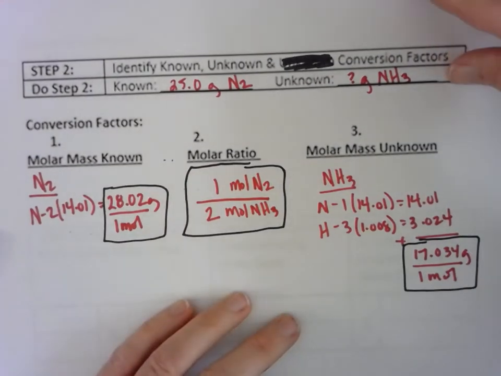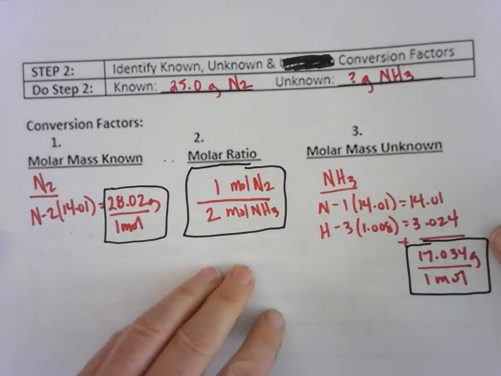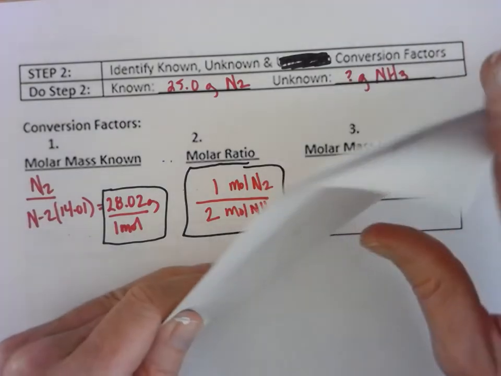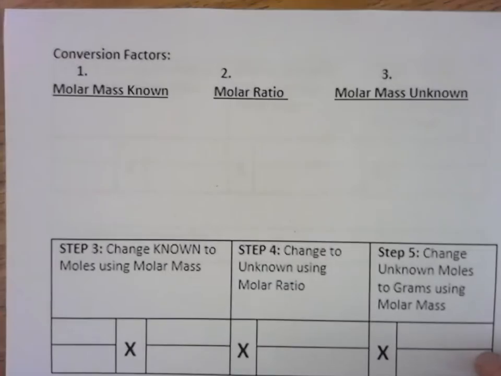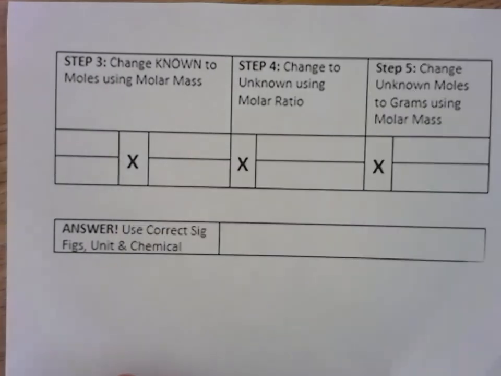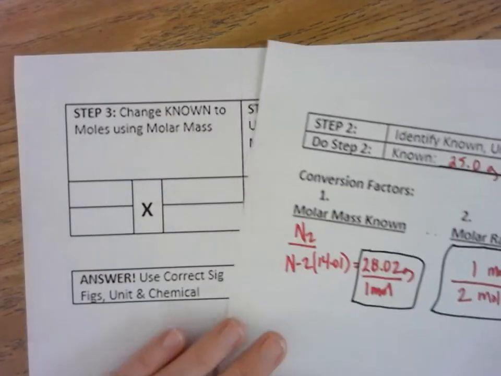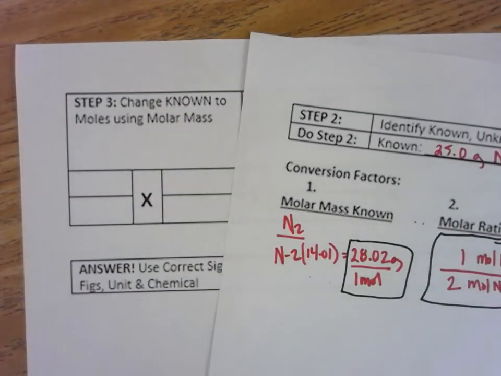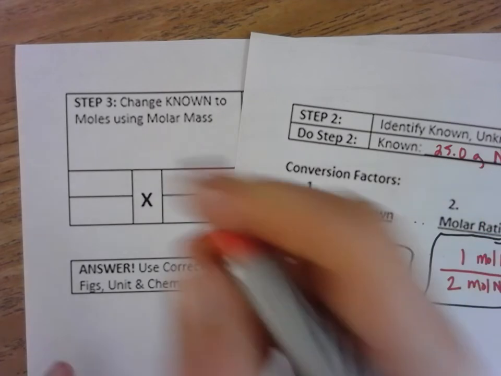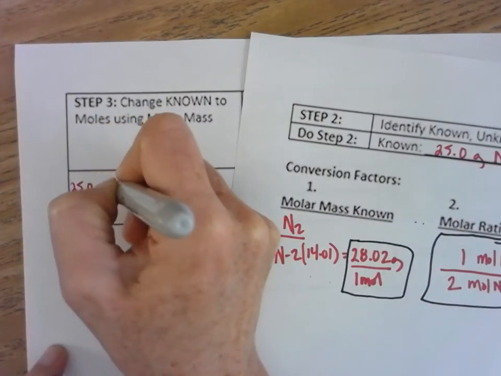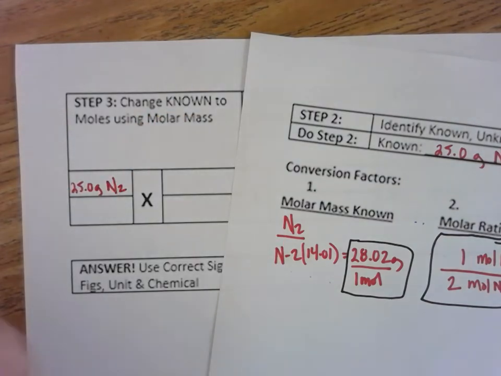All right. Oh, I can't seem to use my fingers. Well, let's use this one. This will be better. All right. So I'm going to change the known into moles using the molar mass. So the known is 25.0 grams of N2, and that is always over 1.